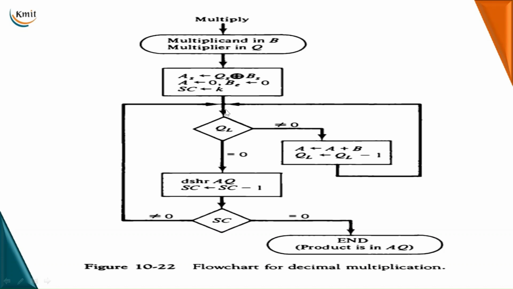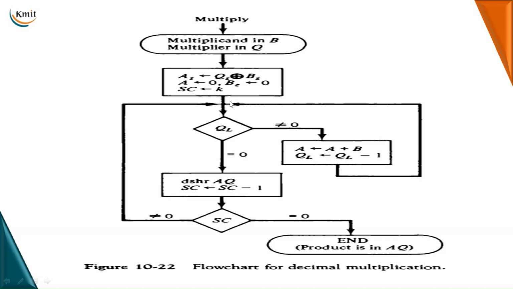The next step of the algorithm is checking QL. QL is the least significant digit of the contents of your Q register. You are going to check QL. If QL is not equal to 0, then we have to add B to the contents of register A, and the result is stored in A. Then you have to decrement the digit QL by 1. After decrementing, again you have to check the value of QL. This process has to be repeated until QL becomes 0.